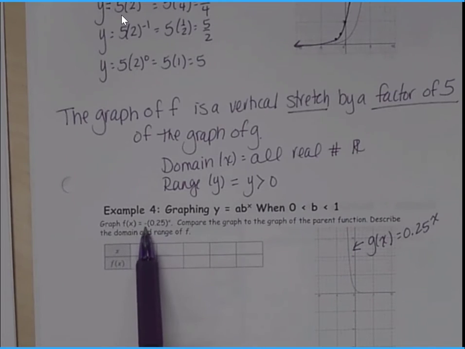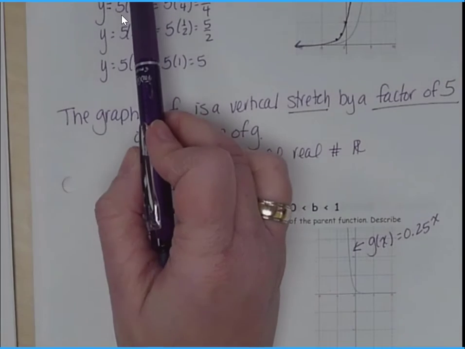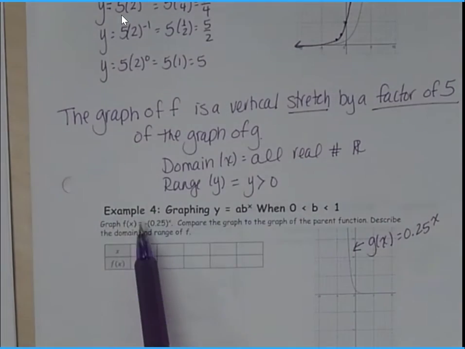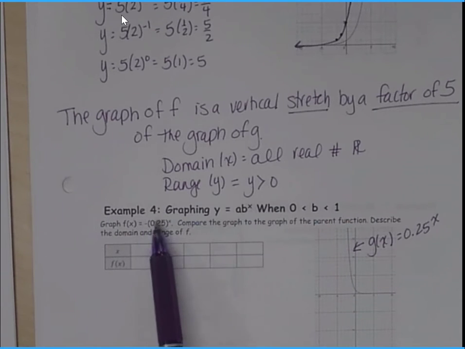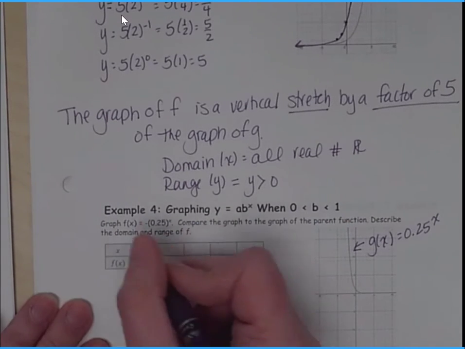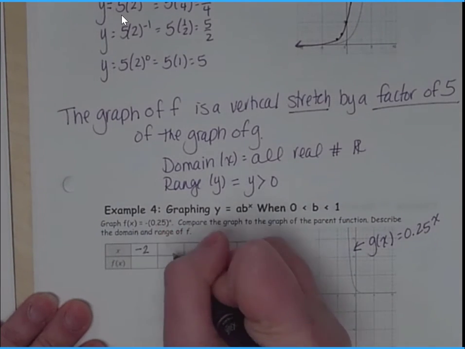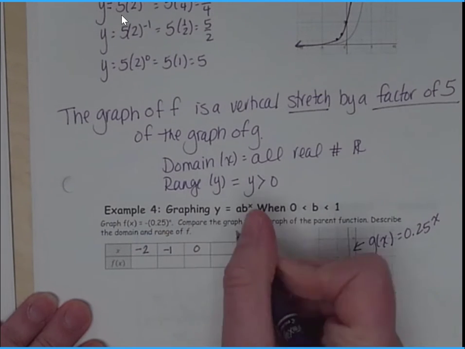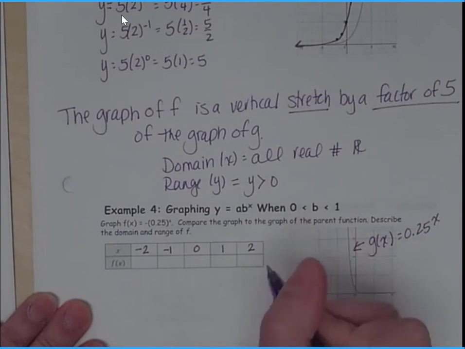Now, I don't have an a value here, but I do. It's negative. So that means my a value here is -1. So what's going to happen if I put a negative in front of this? So let's see. I'm going to pick -2, -1, 0, 1, and 2.